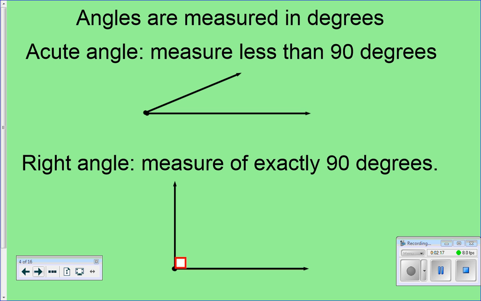So, acute angle, less than 90 degrees. And you don't have to write what I have. You can say less than 90 if you want, if you already know what that means. So acute angles are really small. And then right angle is exactly 90 degrees. So basically like the corner of something.